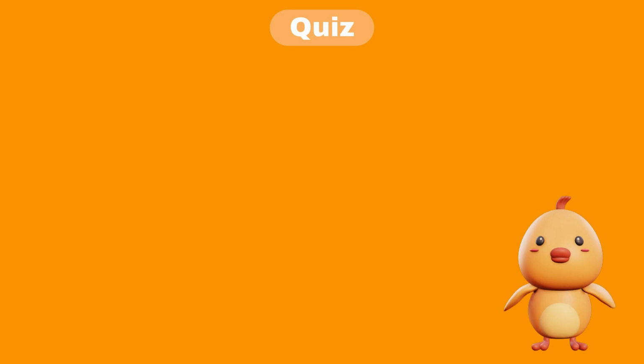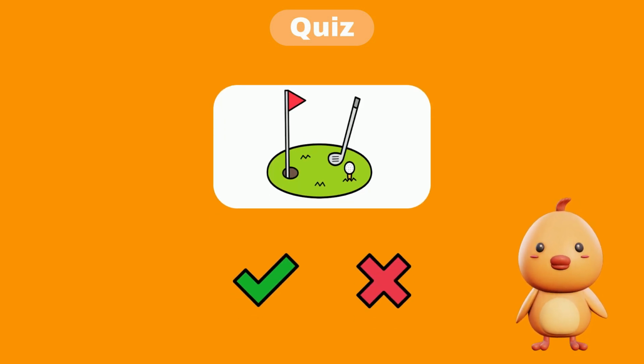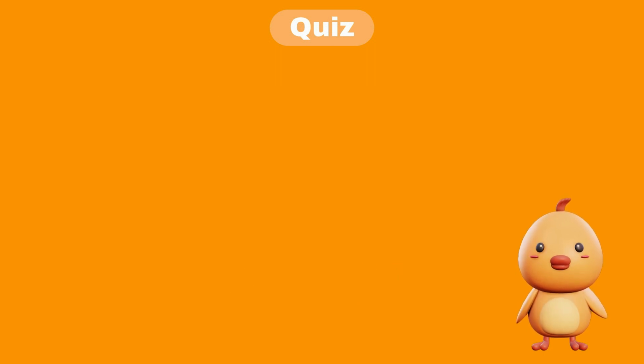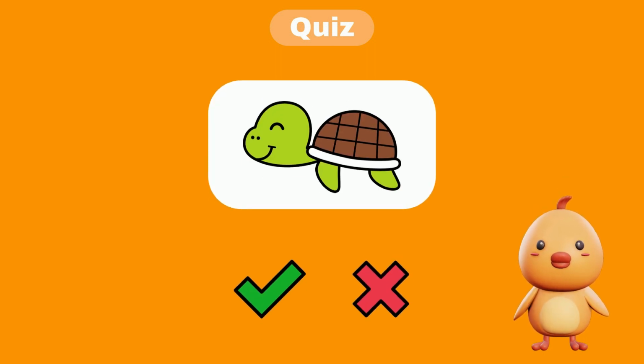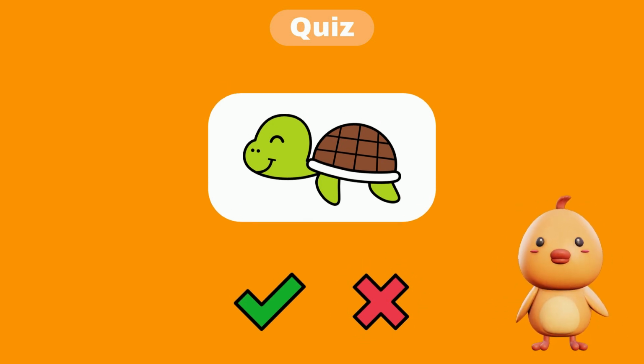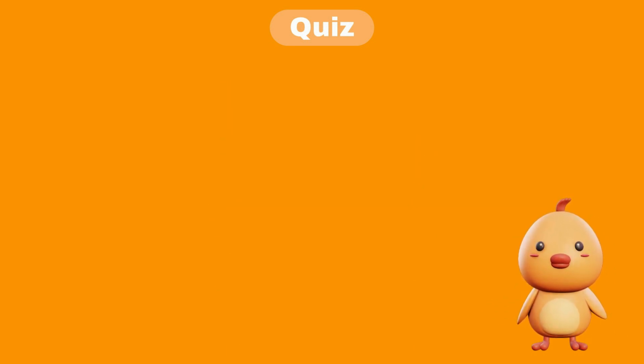I'm going to say a word and you get to tell me if that word starts with the hard G sound. Here's an example. If I were to say golf, golf, and then ask you if it starts with the hard G sound, you would say, yes, it does. But if I were to say the word turtle, turtle, and then ask you if it starts with the hard G sound, you would say, no, turtle does not start with the hard G sound. Okay, it's time to start the quiz.